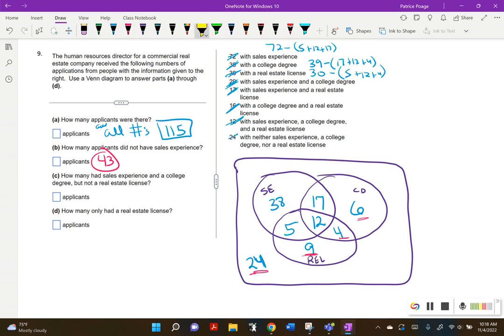Okay. How many had sales experience and a college degree? So sales experience and a college degree is this football, but not a real estate license. That's just the 17. And how many had only a real estate license? That would be 9.